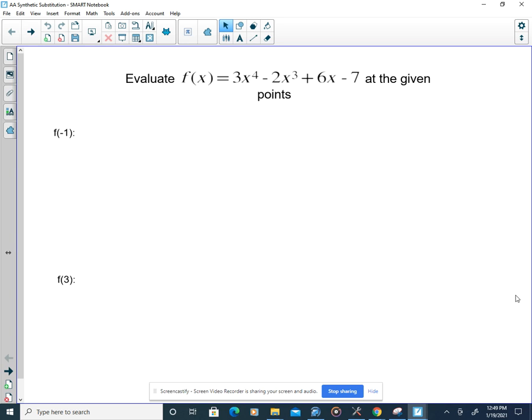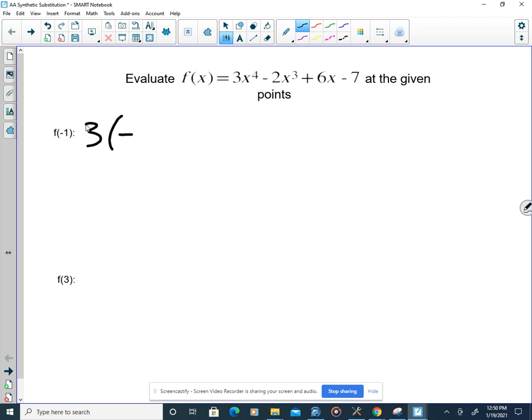So let's look at the problem that we have on the screen here. It says evaluate f of x equals 3x to the fourth minus 2x cubed plus 6x minus 7 at the given points. And we're supposed to evaluate it at -1 and 3. So we know how to do this. All we need to do is take -1 for the first problem and plug it in for x in each x in our equation. So f of -1 will be equal to 3.